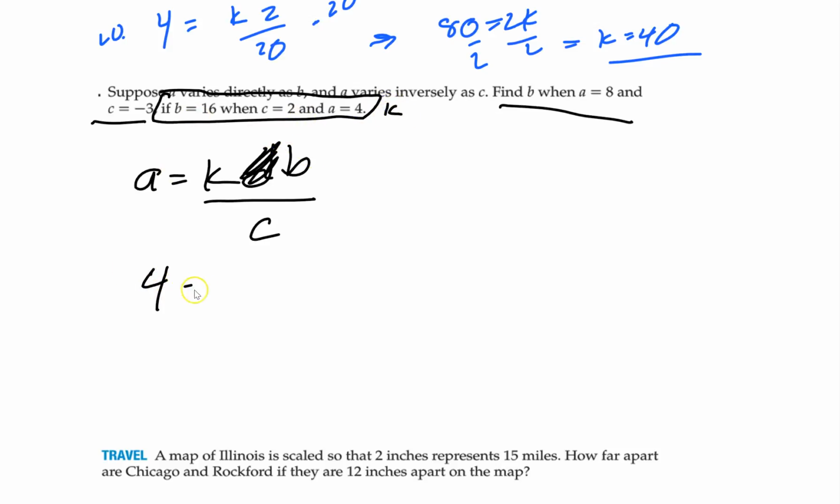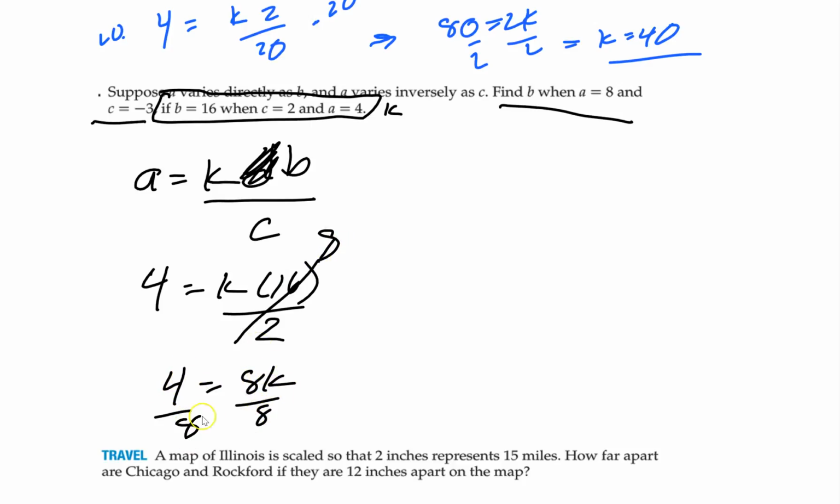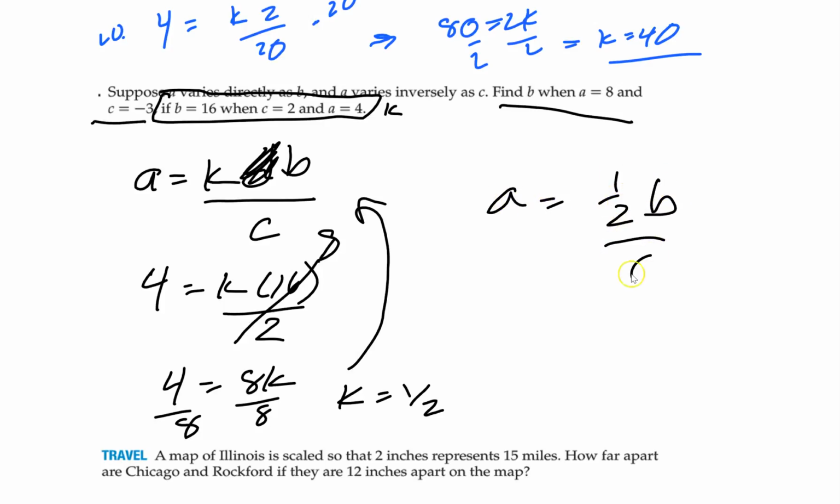A is 4, K, B is 16, C is 2. I can reduce real quick. That's 8. So 4 equals 8K. Divide by 8. K equals 1/2. Have my K. Plug it in. A equals 1/2 B over C.